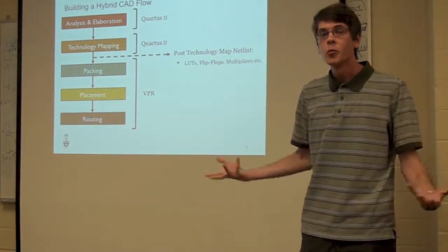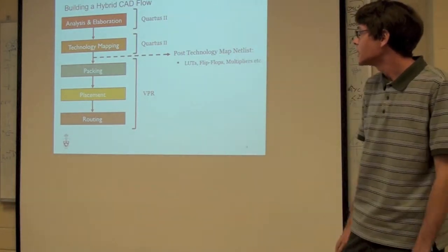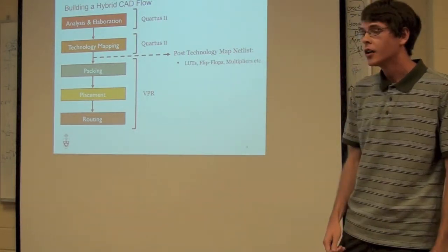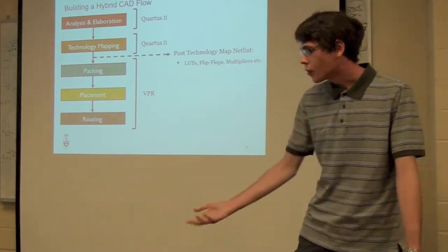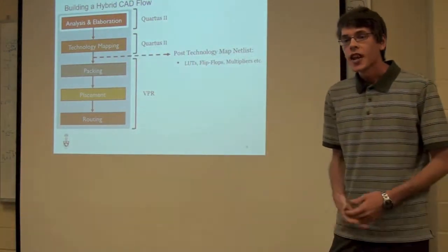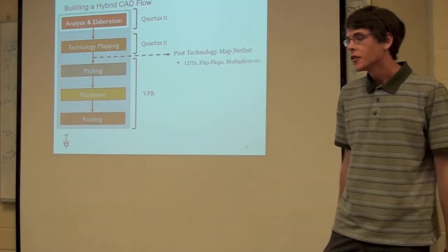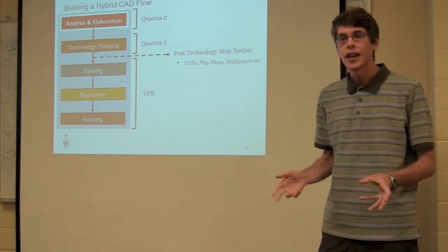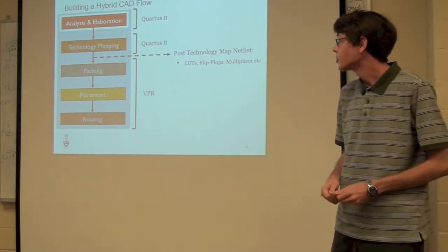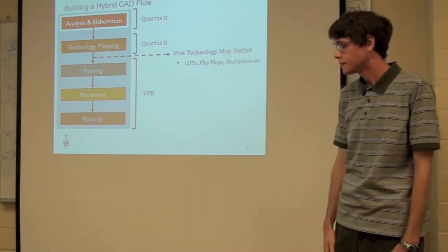So how do we actually go about building this type of hybrid CAD flow? I've outlined some of the major steps in the conventional FPGA CAD flow, and I'll go through them step by step. Analysis and elaboration is the part where you're parsing Verilog, figuring out what it means. This is the part that we really don't want to have to handle in academic environments, so this is something that we decided to do with Quartus II.